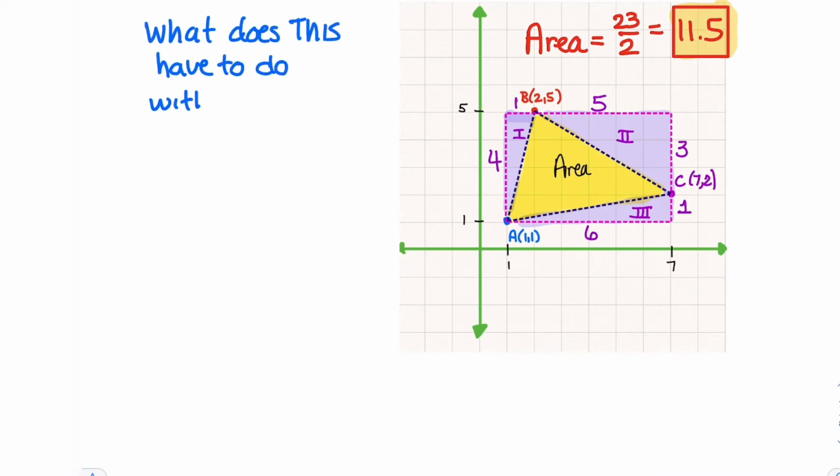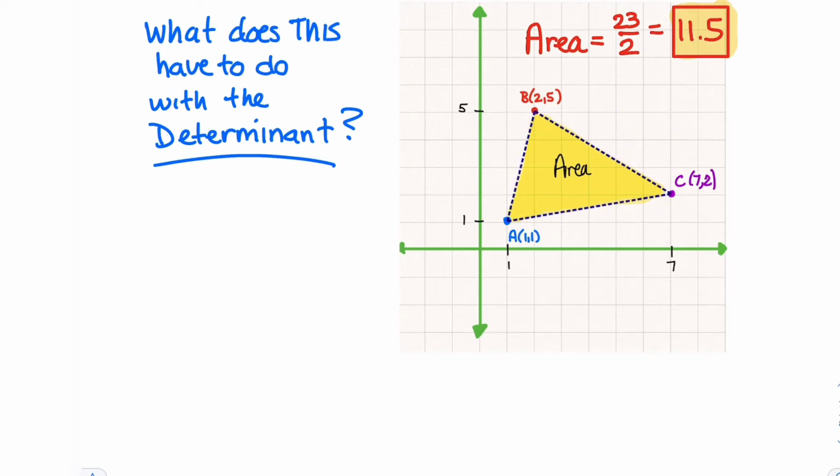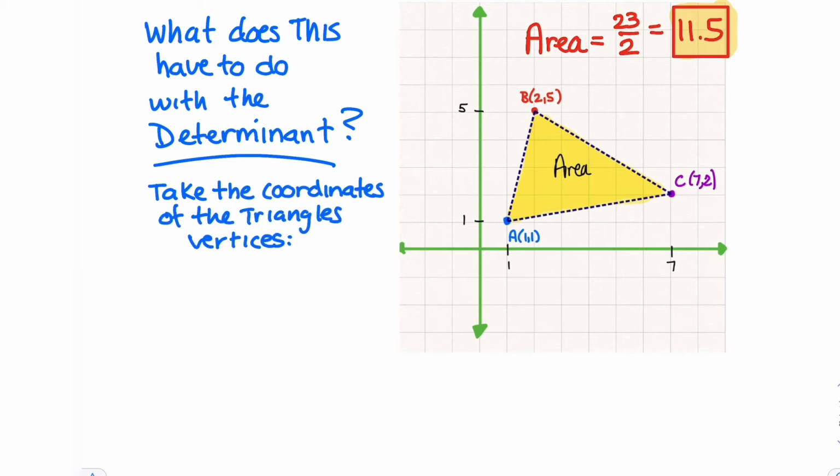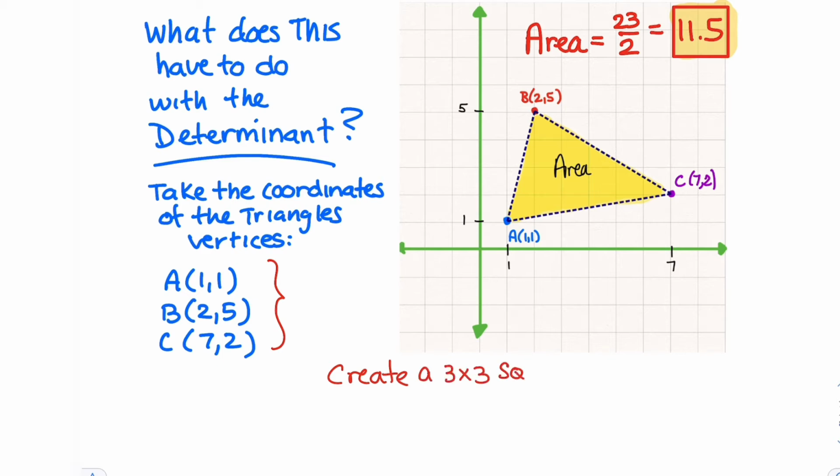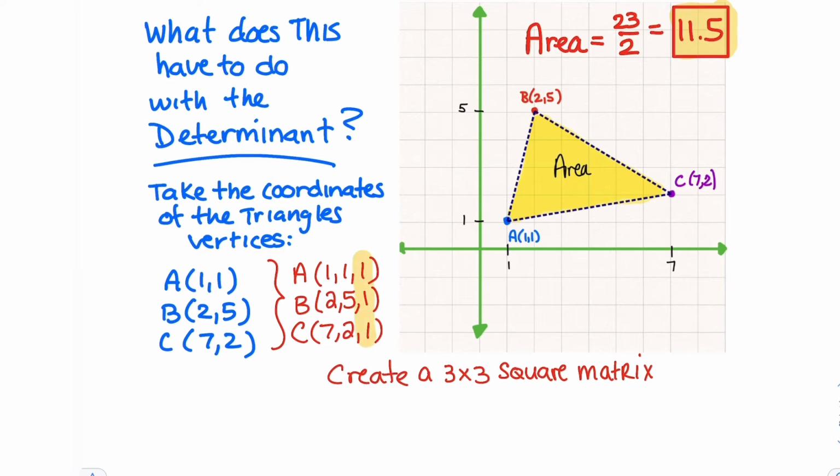So what does this have to do with the determinant, right? We didn't use the determinant here in any way so far. Well, we can. There's a formula relating the area of this triangle and the coordinates of its vertices to the determinant that we can make with these vertices. So if we take the coordinates A, B, and C of the vertices of this triangle, we're going to create a 3x3 matrix with these numbers, so we're going to add a few coordinates to it. We're going to add a third coordinate to these ordered pairs, making them ordered triples. We're going to make the third number in each of those 1.